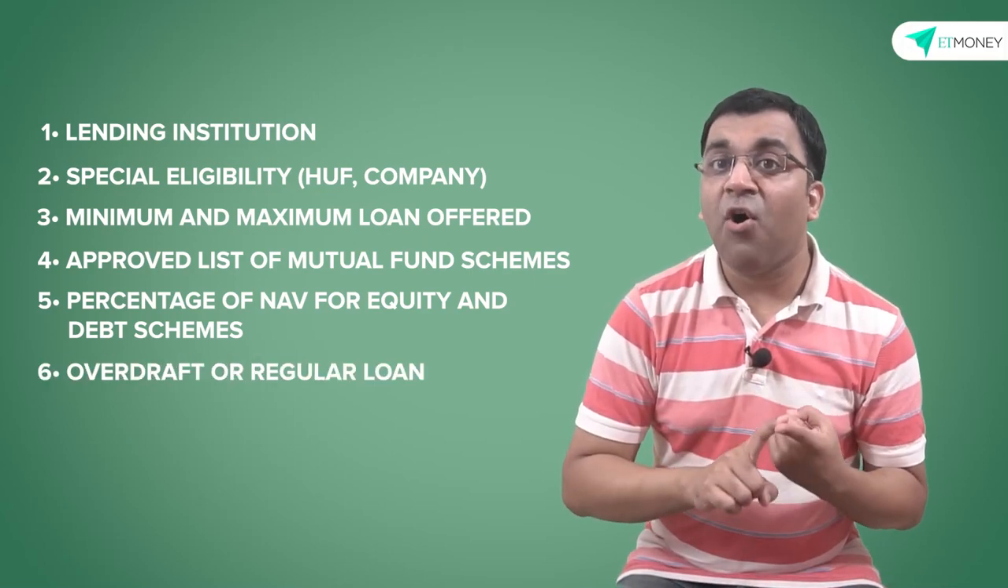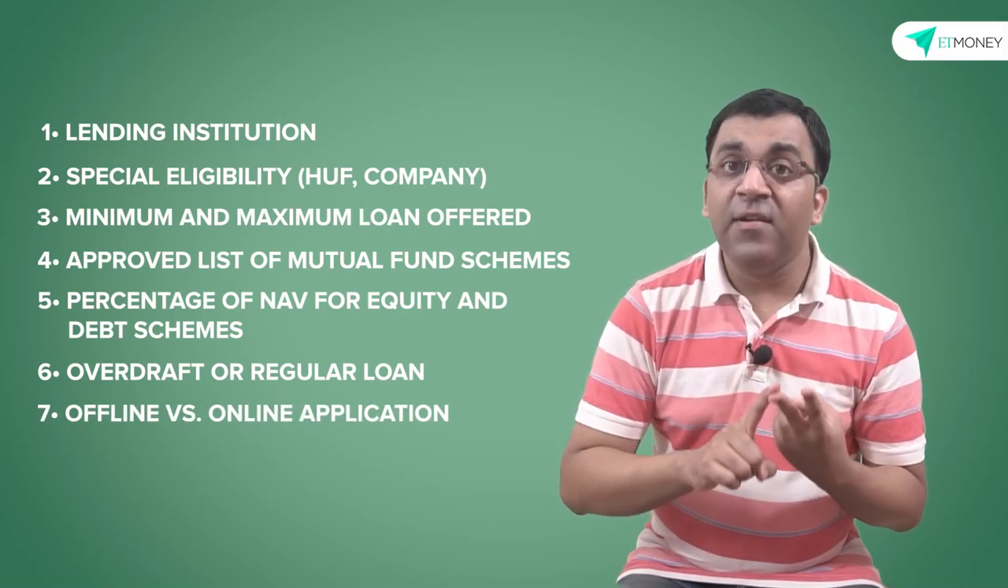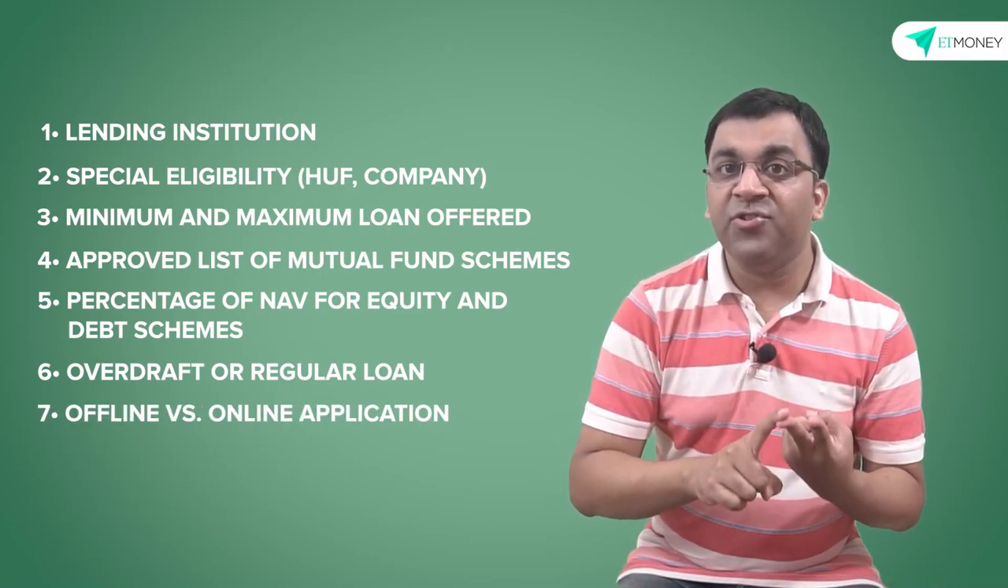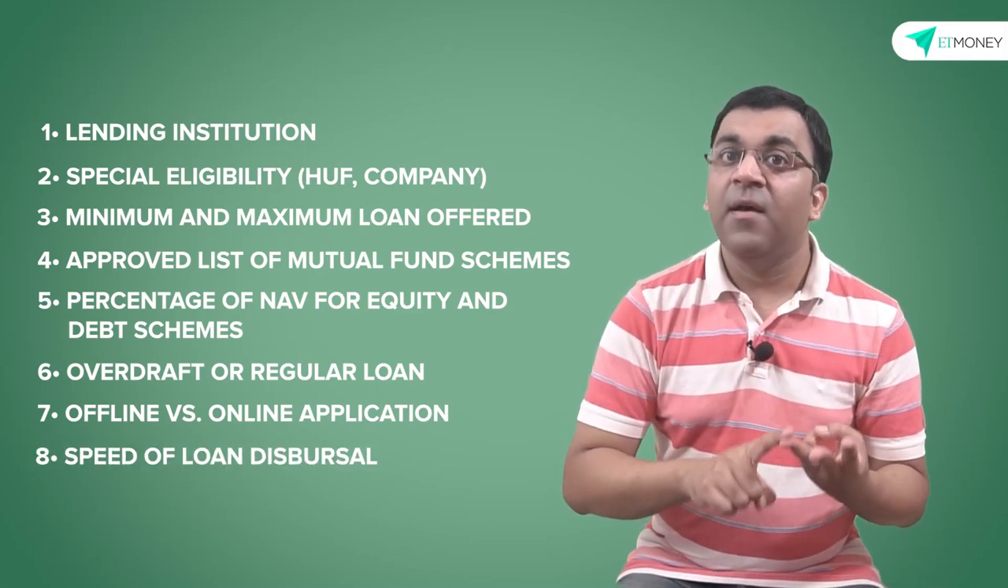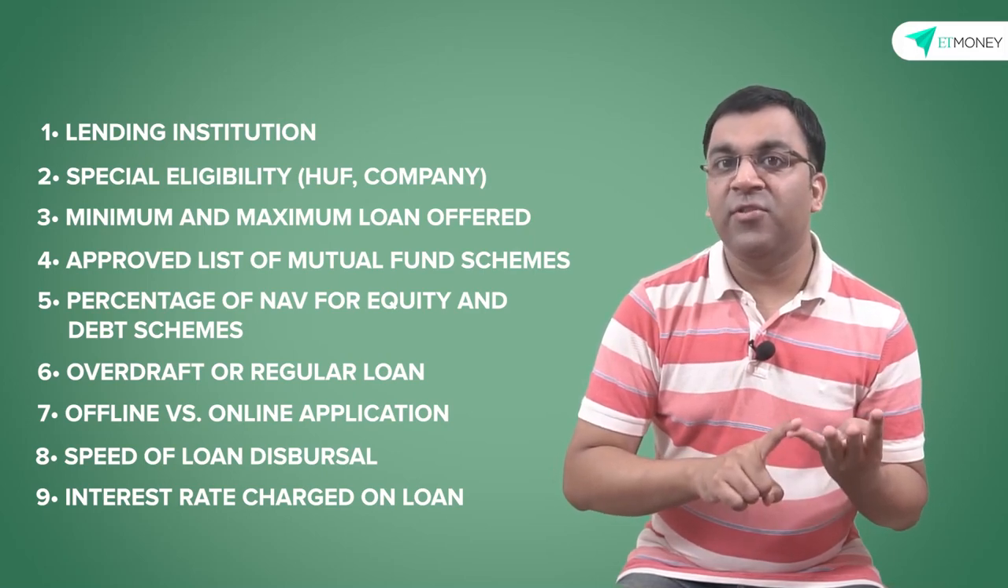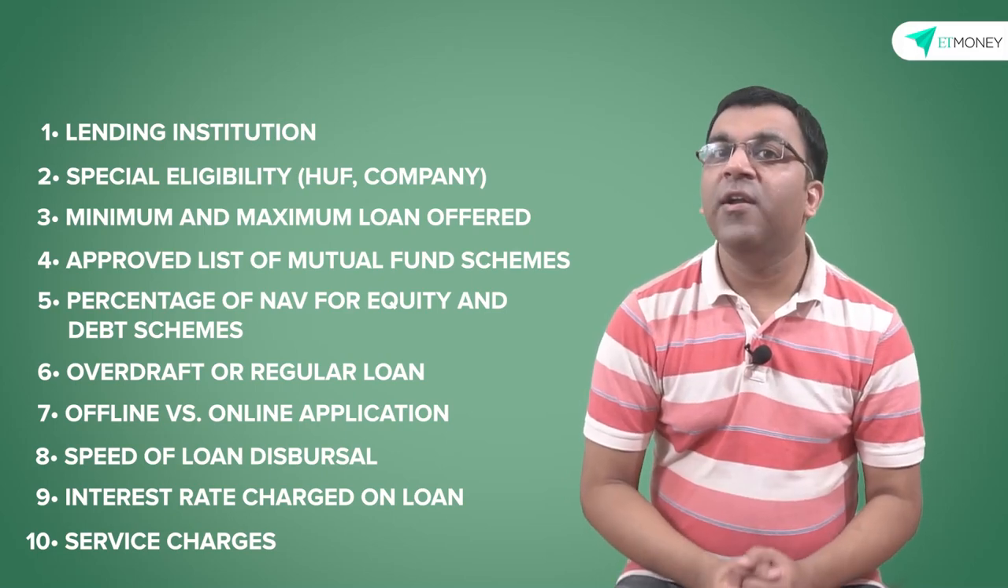6. Whether the lender offers an overdraft or if they offer a regular loan? 7. Offline versus online application? Point 8, the speed of disbursing the loan, the faster the better. 9, the interest rate charged on the loan. And finally, point 10, which revolves around the service charges. If you organize your thoughts around these 10 points, we really don't see any reason why you won't get an amazing deal on the loan against MF, and will probably want to use it over a personal loan in the near future as well. And with this, we come to the end of this video.